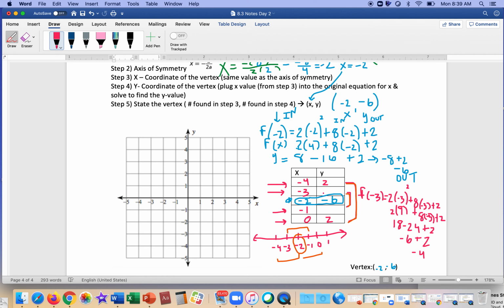So when I plug in negative 3, I know the equidistant trick, that they're going to both be negative 4, because negative 3 and negative 1 are the same unit away from negative 2. And I think, okay, that looks okay.